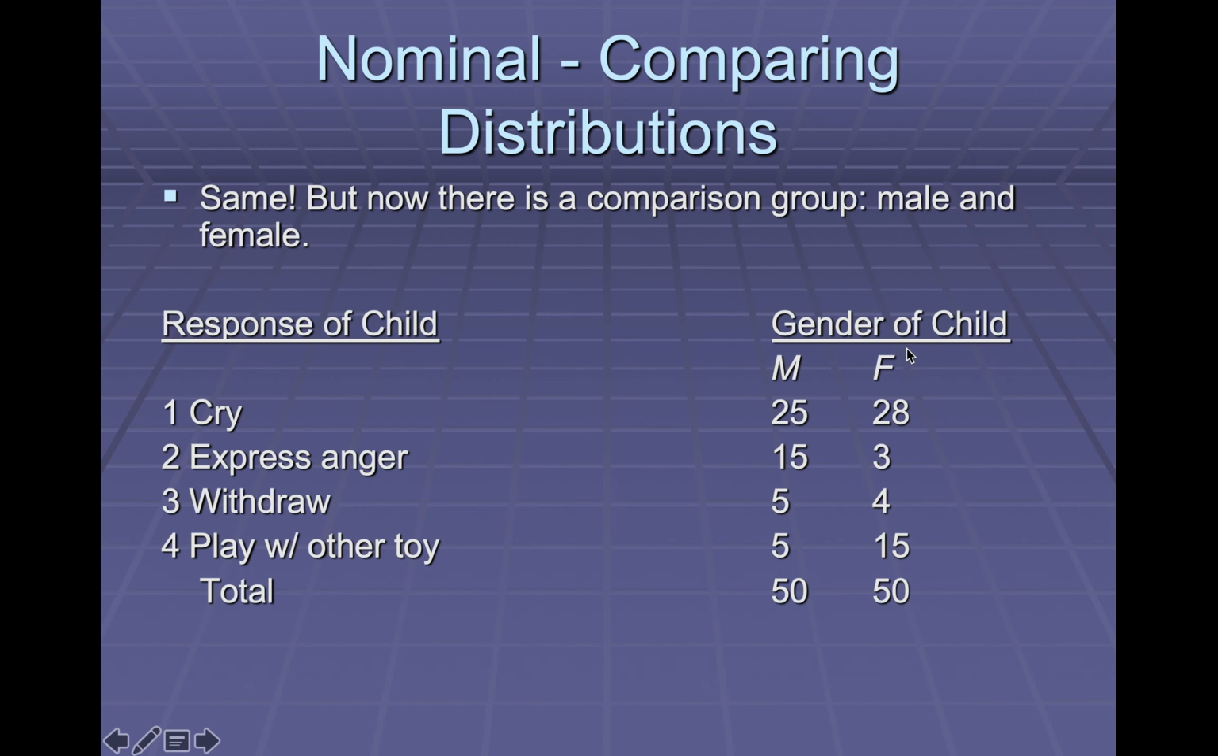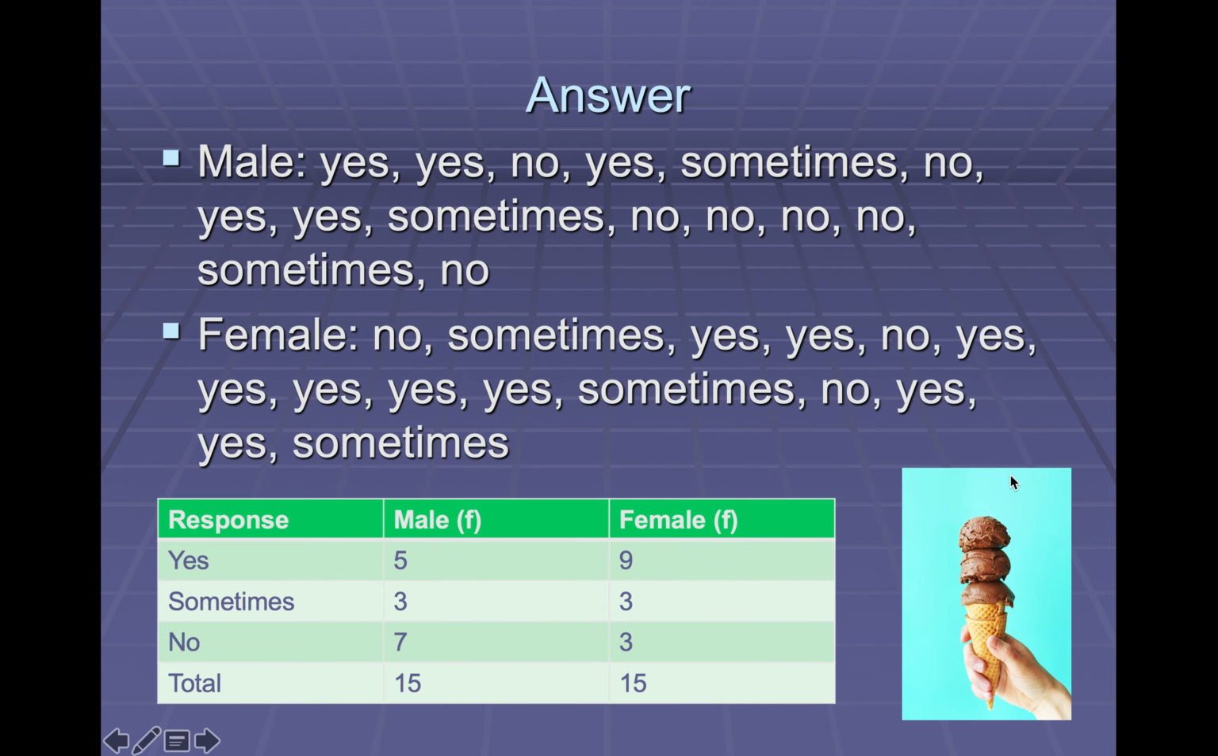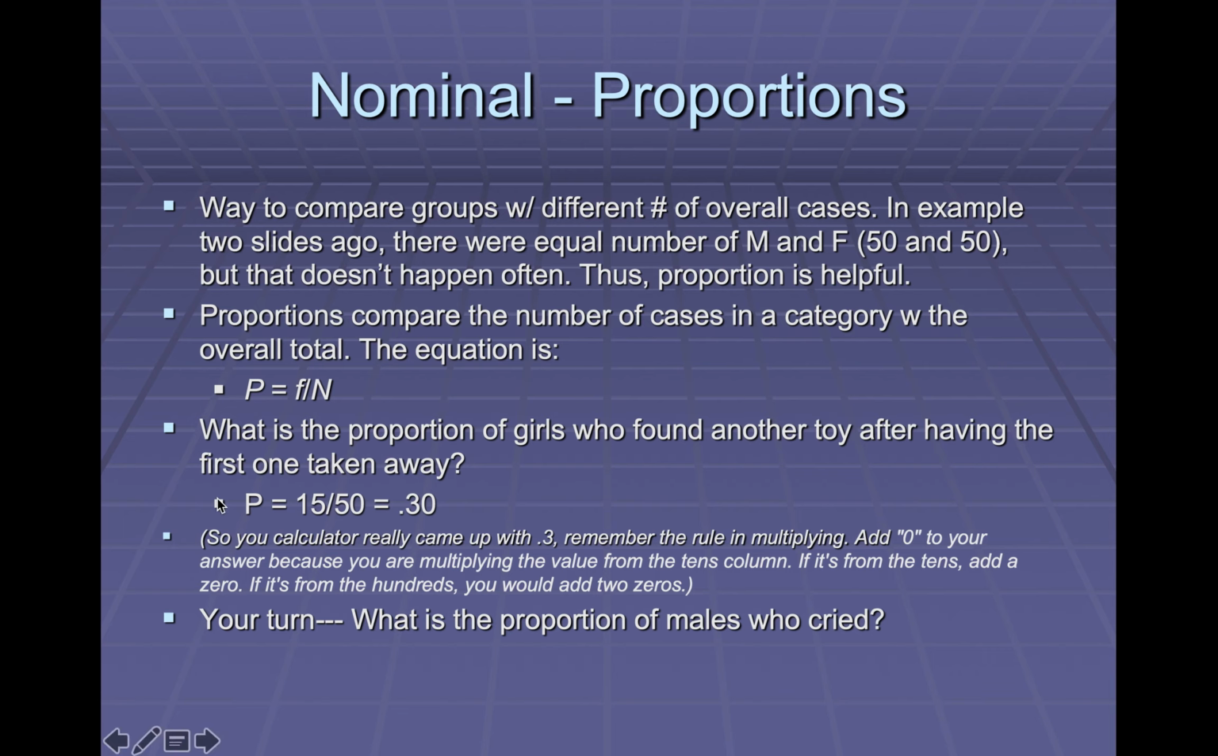So I'm looking at girls, female. I want to see they played with another toy, and it's 15 out of the total number of girls, which is 50. So the equation would be proportion equals 15 out of 50 equals 0.30. So next, your turn. Let's go back to the slide again.